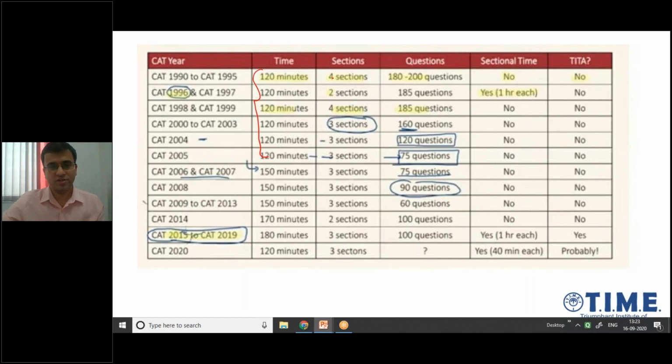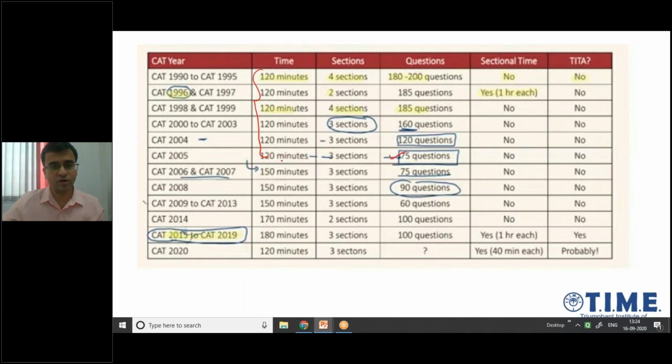In terms of the number of sections, it has varied from 4 sections to 2 sections, and from 2000 to 2005, it has always been 3 sections. However, what has changed is that from CAT 90 to CAT 1995, I moved from 180 to 200 questions to 75 questions, right? So I had 180 to 200, then I had 185, 185, 160, 120, and finally in CAT 2005, I had 75 questions.